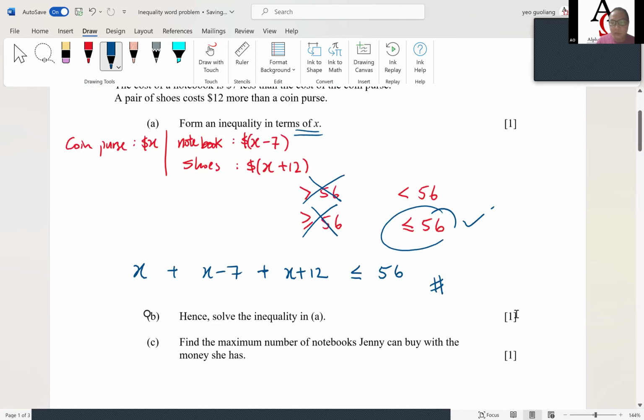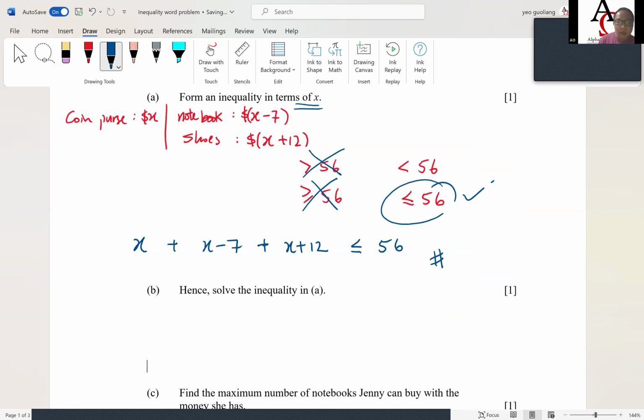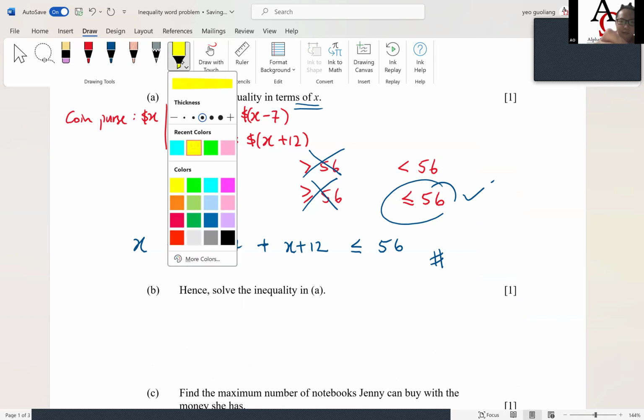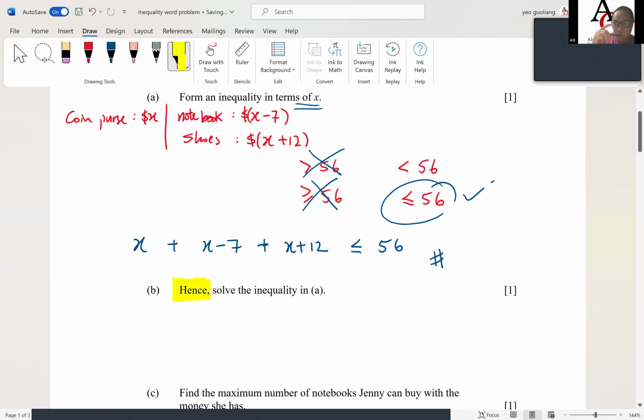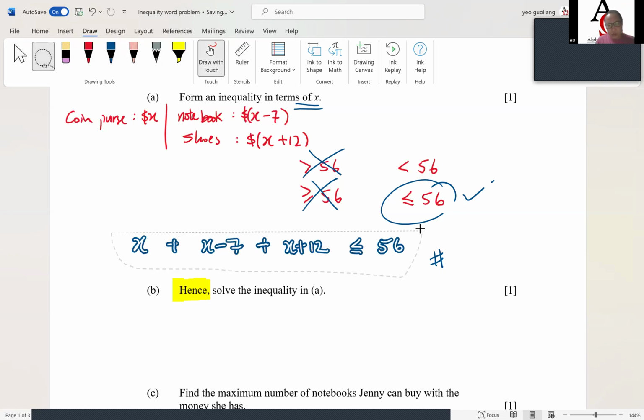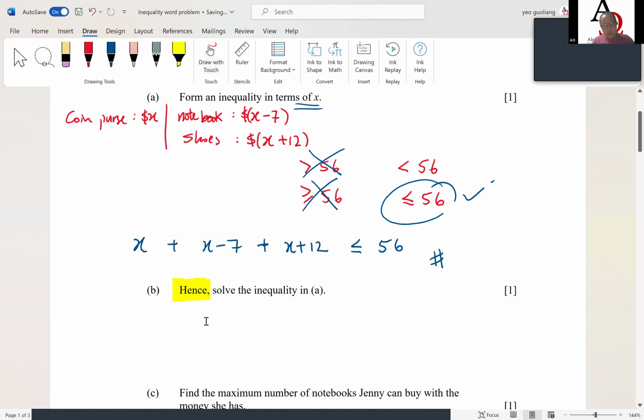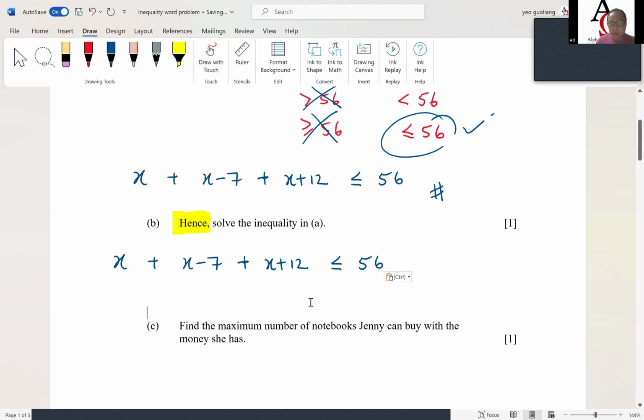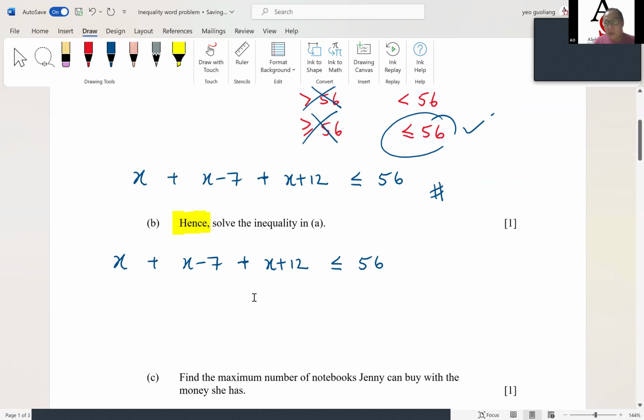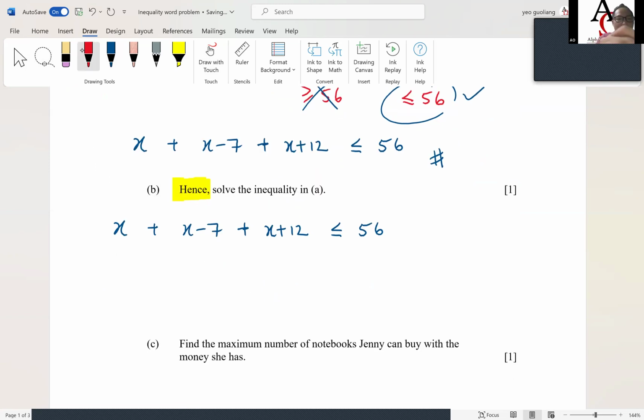Moving on, with the use of the word hence, there's an implication. The word hence suggests you need to use your answers from before, which means you have to use your answer from part A. So I'm just going to bring it down. We're supposed to solve it right now. Combining like terms, remember in set 1, we learned how to combine all the like terms, which is your x, x, x. So the total will be 3x.